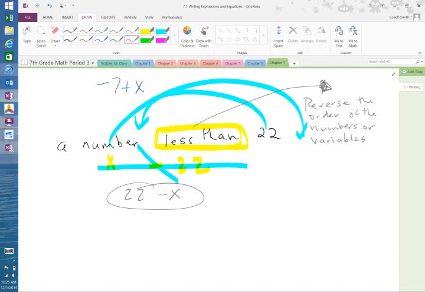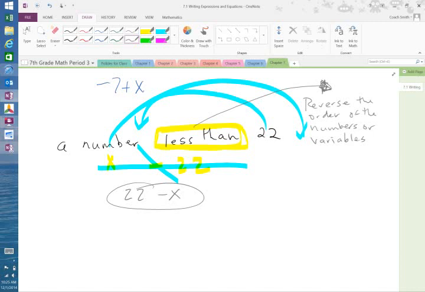But if I said that Emma has $30, and Zach has 5 less than, you're not going to go 5 minus 30. You're going to go 30 minus 5 to find out how much Zach has. And so that's with the words less than.